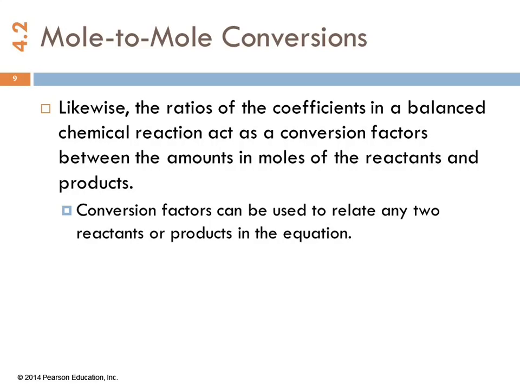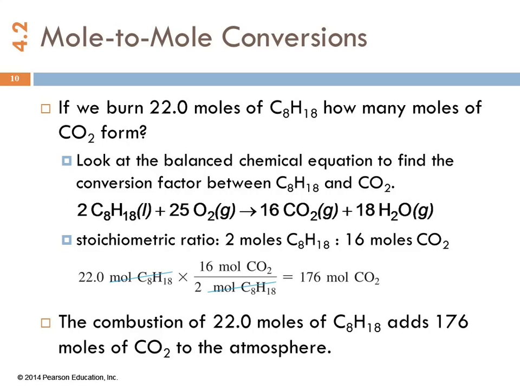In a chemical equation, it has to be balanced. The coefficients also act as conversion factors between the amounts of moles of reactant and product. And we can relate reactants to each other, or reactants to products, or products to each other, any combination. Let's look at this reaction again, this burning of octane. If we burn 22 moles of octane, how many moles of CO2 are going to form? We know that if we burn 2 moles, we're going to get 16 moles of CO2. So that's our relationship. It's a conversion factor between moles of octane and moles of CO2.